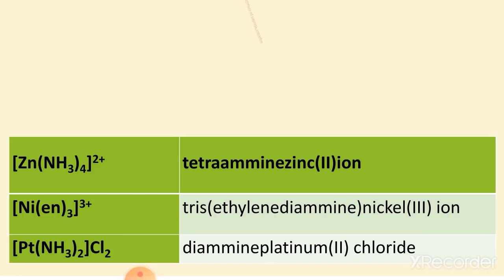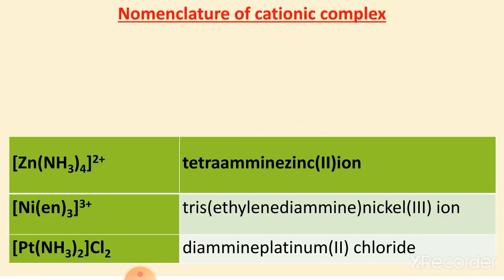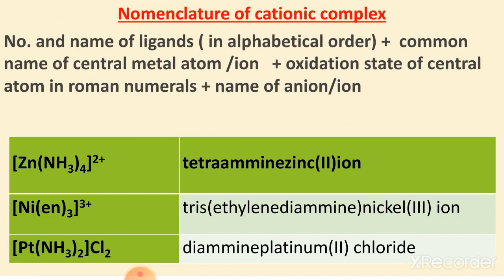Now these are the general rules which you have to know while naming a complex compound. I have divided the nomenclature into 3 parts: the nomenclature of the cationic complex, the nomenclature of the neutral complex, and the nomenclature of the anionic complex. So look clearly to understand how to name the given complex compound. First of all you have to find out whether the given complex is cationic or anionic. So here, focus on the nomenclature of the cationic complex.